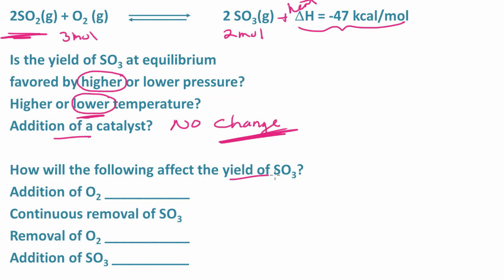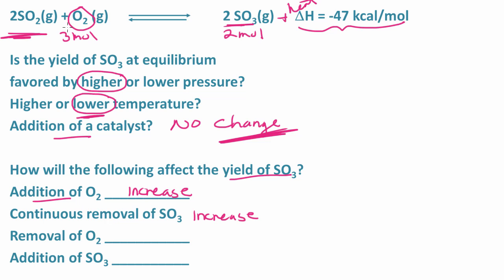So how will the following affect the yield of sulfur trioxide if we add more oxygen? We're adding a reactant. The system will shift to the right to produce more sulfur trioxide. So this will increase the yield of sulfur trioxide. Continuous removal of sulfur trioxide. Well, if we continuously remove it, the system never reaches equilibrium, and it will keep producing sulfur trioxide until I run out of reactants. So that would increase the yield of SO3.